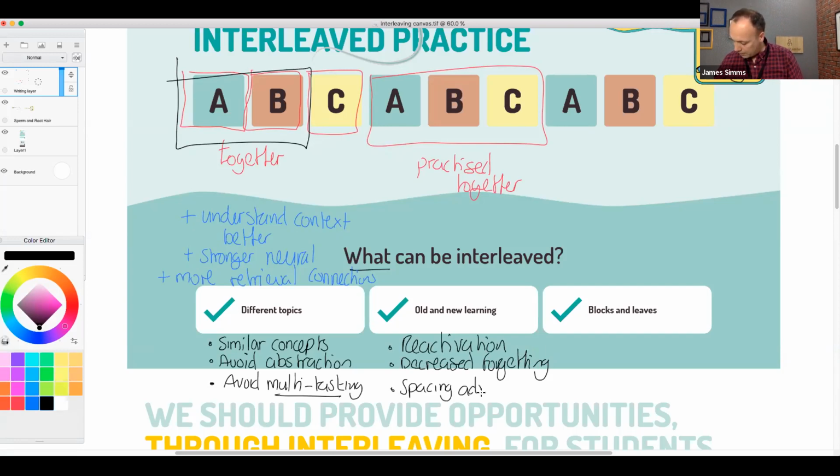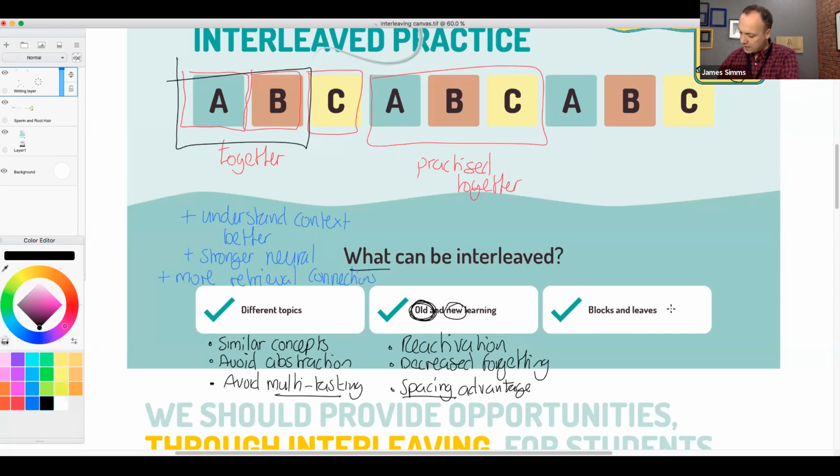We also get what's called the spacing advantage. What that means is the student is ultimately exposed to the same material over a longer cycle of time. So consider, for example, when students are practicing that which they've just learned, mixing it with those things which have been learned previously. And finally, with what can be interleaved, consider interleaving both blocks and leaves.